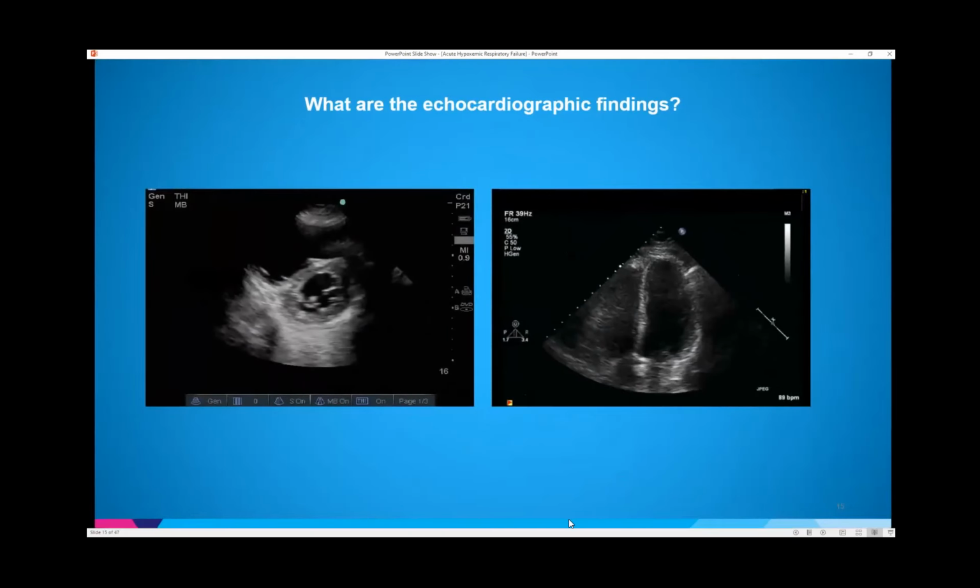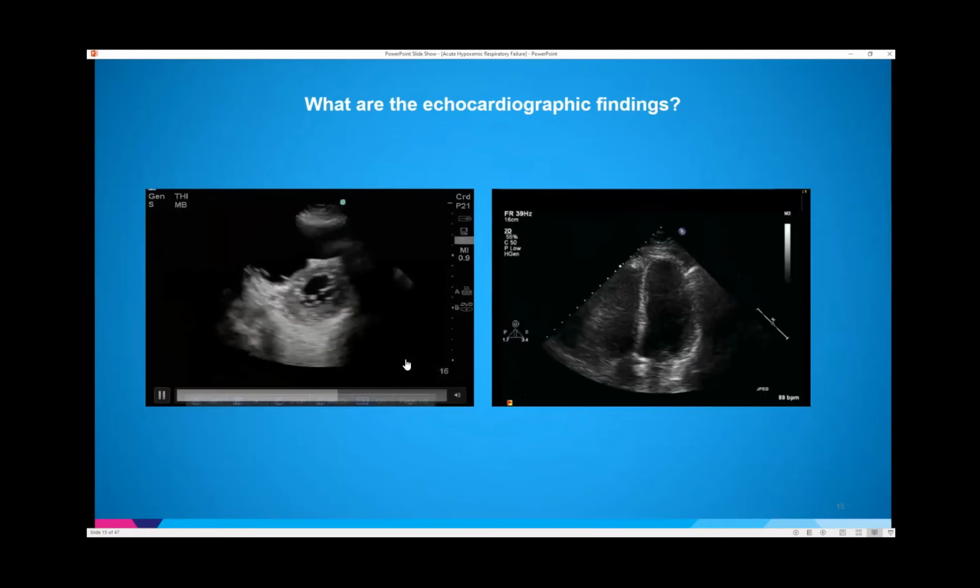So we were trying to figure this out. Why are they hypoxemic? So why don't we take it a little step further, and hopefully some of you had some experience with cardiac echo. And if not, don't worry about it. I can help guide you here as well. So this is the parasternal short axis at the level of the mitral valve.